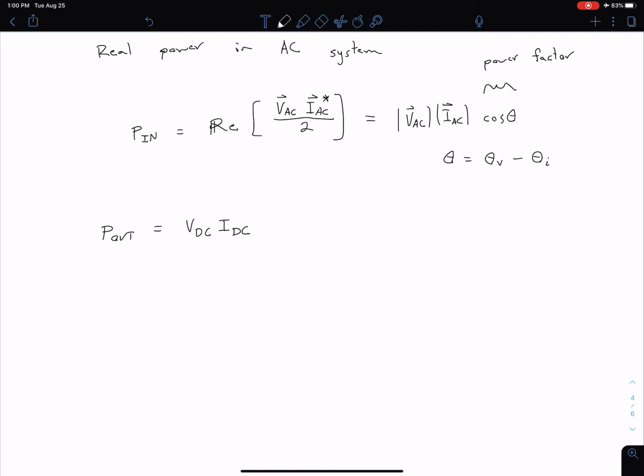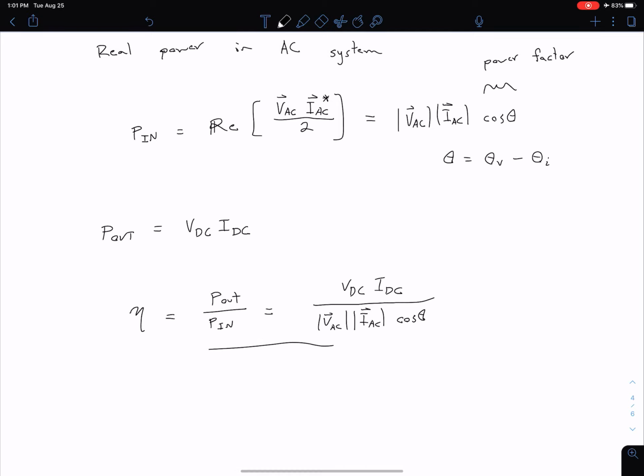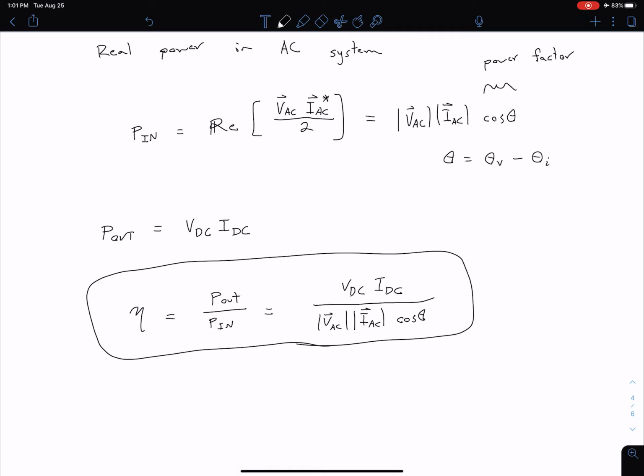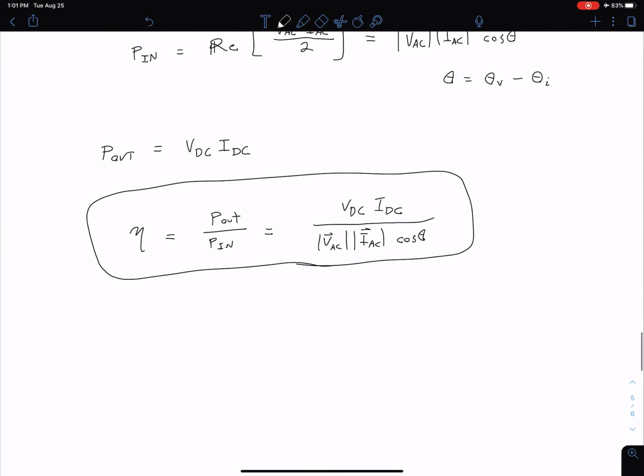So now if we remember our basic definition for our efficiency, we had our efficiency is P out over P in. So in this case, our efficiency, which is P out divided by P in, is going to be equal to, so we're just going to have the VDC times IDC in the numerator, divided by our previous equation where we have the magnitude of our RMS voltage times the magnitude of our RMS current times the power factor, which was cosine of theta. This is a useful equation for designing for the efficiency in our DC power supplies.